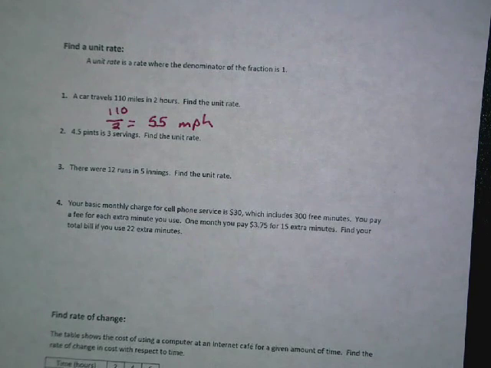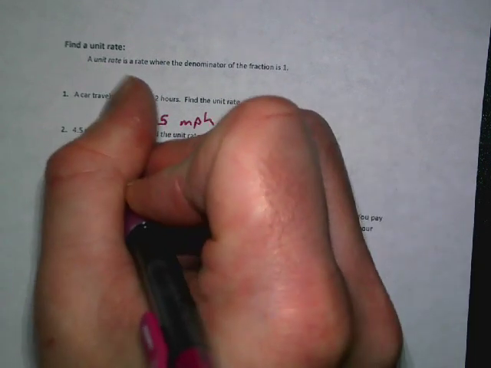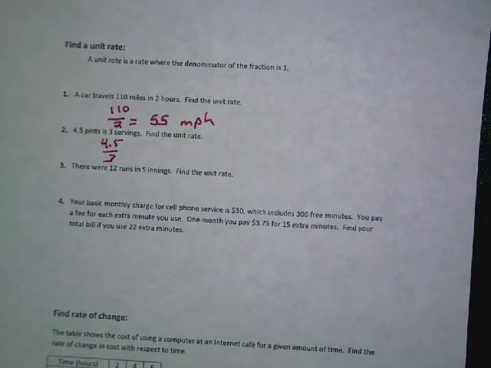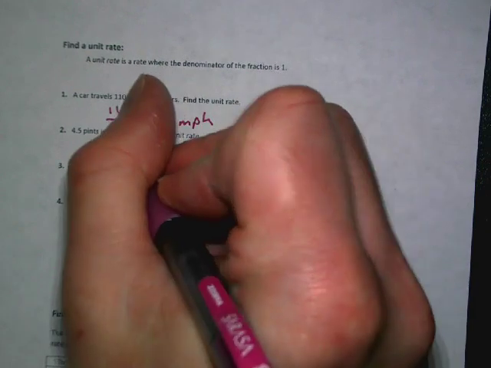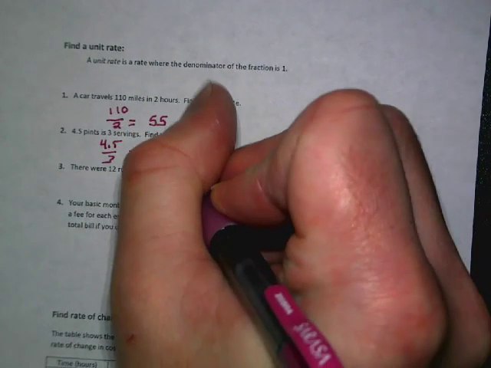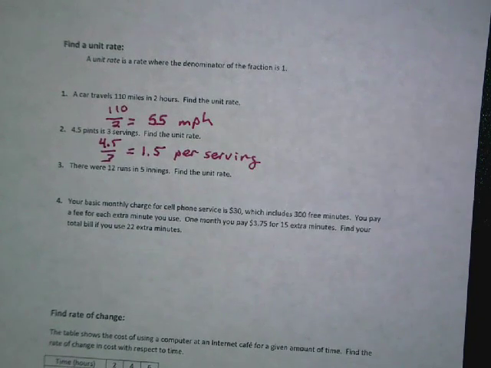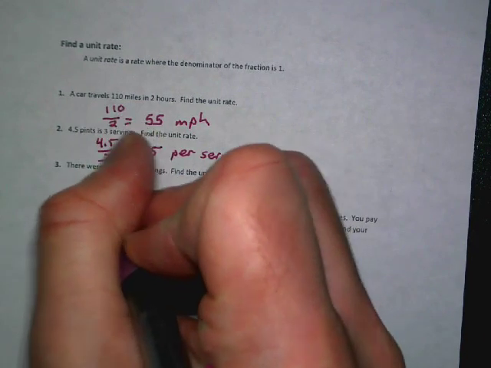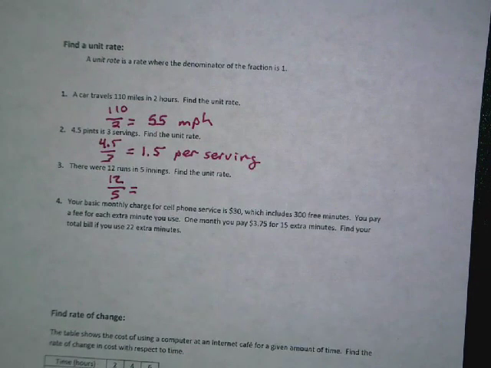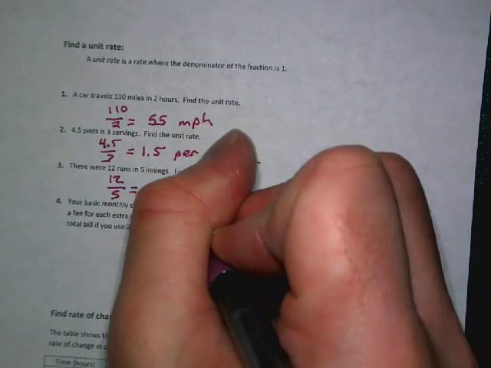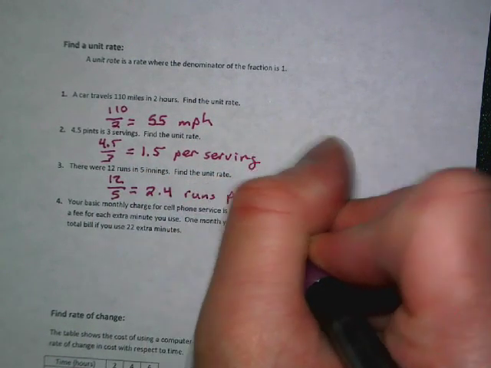The second one, if we had 4.5 pints and 3 servings, we want to know how much is in 1 serving. So we just do 4.5 divided by 3, and you get 1.5 per serving. Third one, 12 runs in 5 innings, find the unit rate. So in other words, how many runs per inning, per 1 inning? So we divide 12 by 5, and we get 2.4 runs per inning.